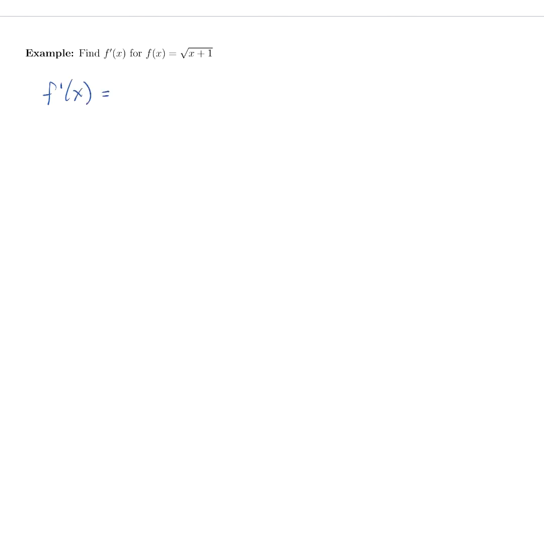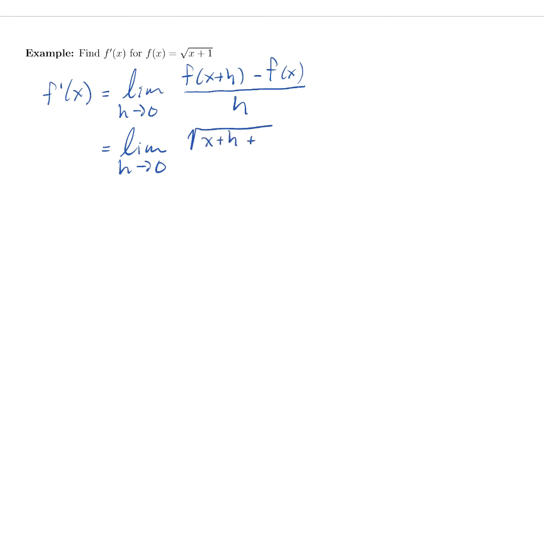So f prime of x, we just decided, is the limit as h approaches 0 of f of x plus h minus f of x, all divided by h. Okay, and so that is the limit as h approaches 0. F of x plus h is the square root of x plus h plus 1. F of x is just the square root of x plus 1, and that's all being divided by h.